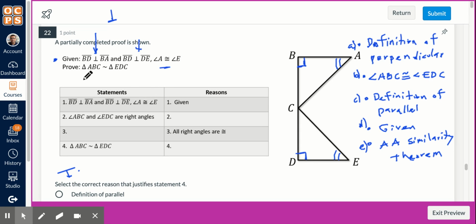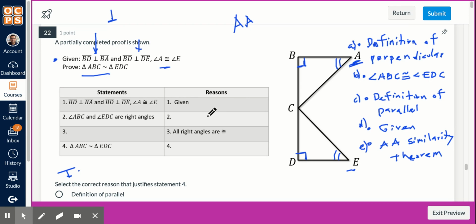What they want me to prove is triangle ABC, the one on the top, is similar to triangle EDC. As we see, I have two angles, so I can prove this by the angle similarity statement. I have angle B congruent to angle D, and angle A is congruent to angle E. So I can prove it by angle already, but I need to write the steps.